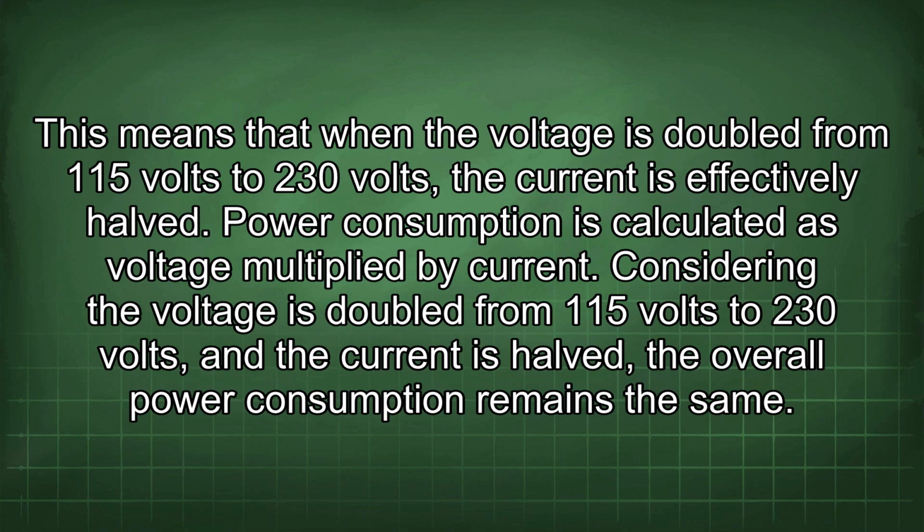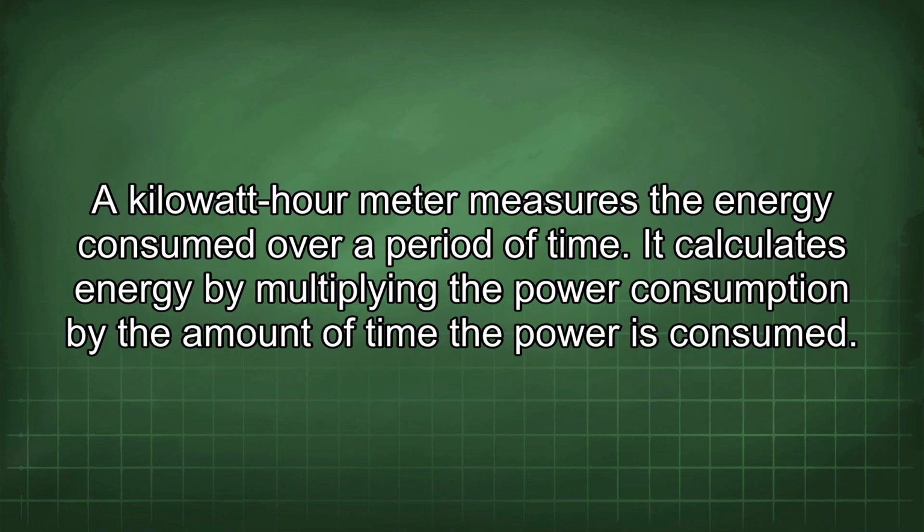Power consumption is calculated as voltage multiplied by current. Considering the voltage is doubled from 115 volts to 230 volts, and the current is halved, the overall power consumption remains the same. A kilowatt-hour meter measures the energy consumed over a period of time. It calculates energy by multiplying the power consumption by the amount of time the power is consumed.